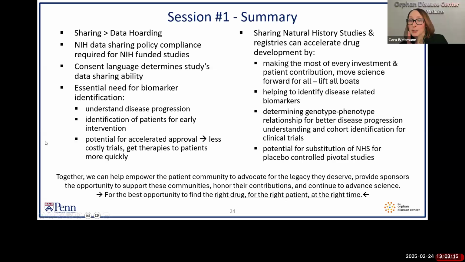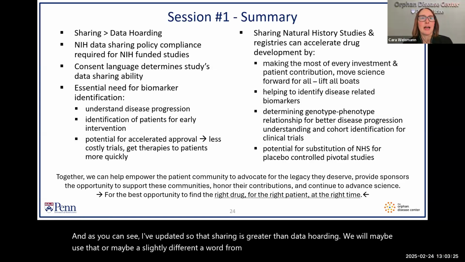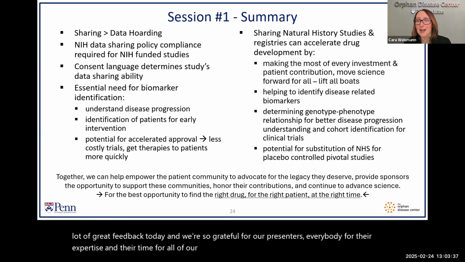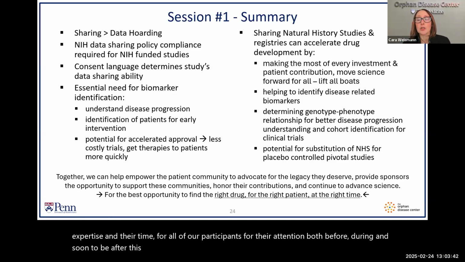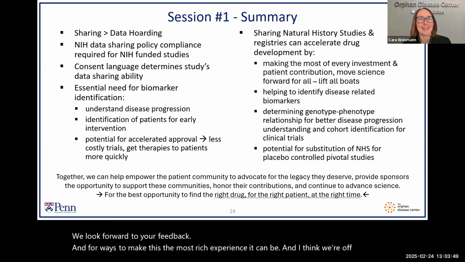And as you see, I've updated so that sharing is greater than data hoarding. We will maybe use that, or maybe a slightly different word from that going forward. But we have gotten a lot of great feedback today, and we're so grateful for our presenters for their expertise and their time, and for all of our participants for their attention, both before, during, and soon to be after this presentation. We look forward to your feedback and for ways to make this the most rich experience it can be. And I think we're off to a great start today.